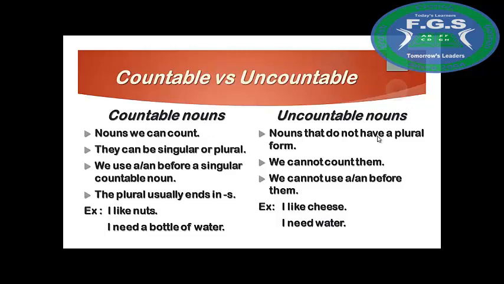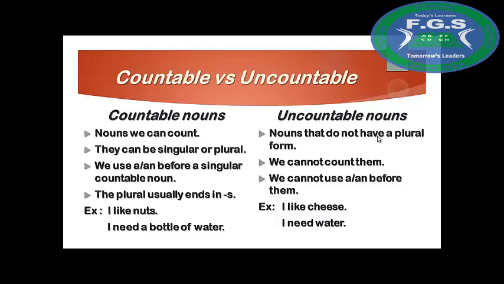But uncountable nouns are nouns that don't have a plural form, and we cannot count them, and we cannot use a and an before them. Like meat, water, cheese, all of these nouns don't have a plural form, so we call them uncountable nouns. Look at this example. I like cheese. I need water. I need meat. I like juice.